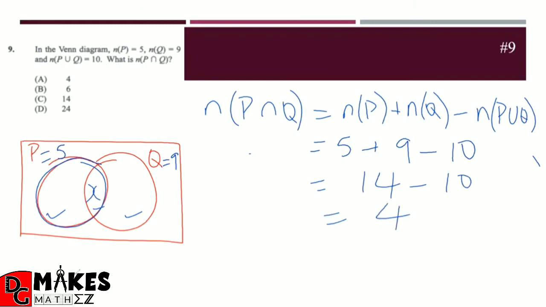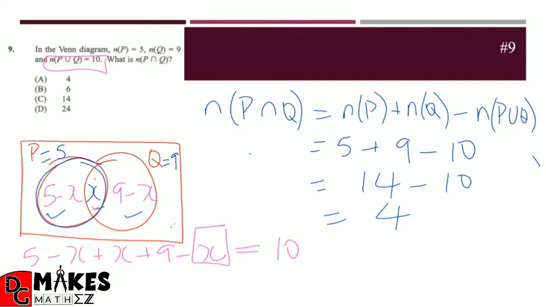Also, we could have looked at the Venn diagram and said, since the entire number of elements in P is 5, and X is already a part of the intersection, then P only would have been 5 minus X, Q only would have been 9 minus X. And we know that the entire union, which is 5 minus X plus 9 minus X, is equal to 10. And so you could have also used this equation. Once you solve it, you would have still gotten your answer to be 4. Once you found the value of X, which is the intersection, then you're done.